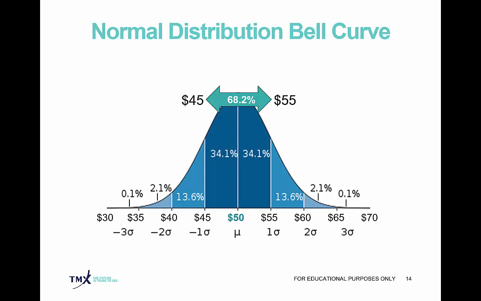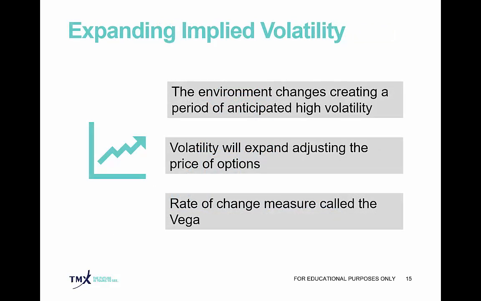But the idea is that the market maker is going to price the contracts, whether they're calls or puts, it doesn't matter, higher within that range. Now, when implied volatility expands, it's really based on the fact that there's a change in the environment. So in other words, there's a change in expectation for what the shares of the underlying security are likely to do. And what this does is it creates a period of anticipated high volatility. And what will happen is volatility will expand, adjusting the price of the options.